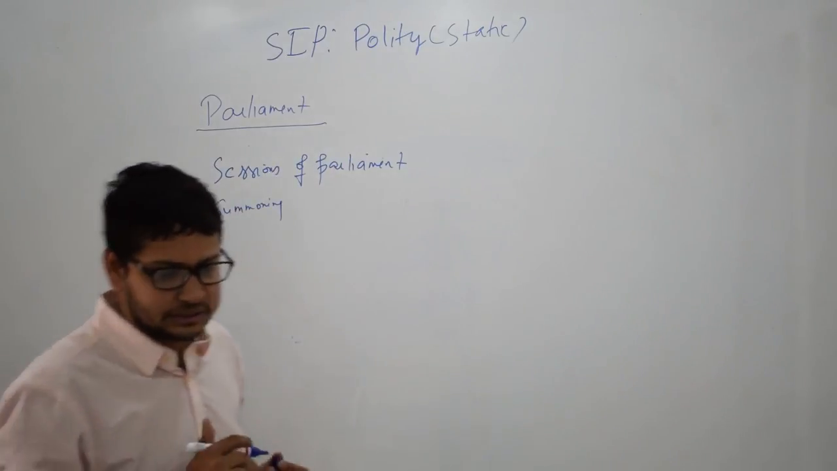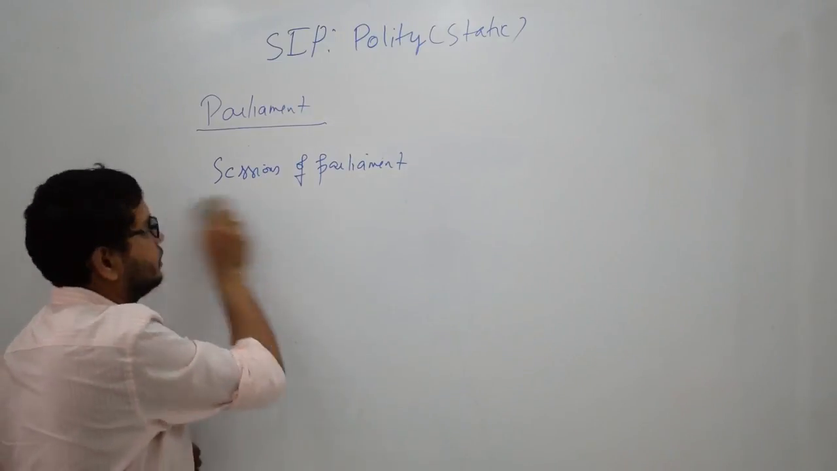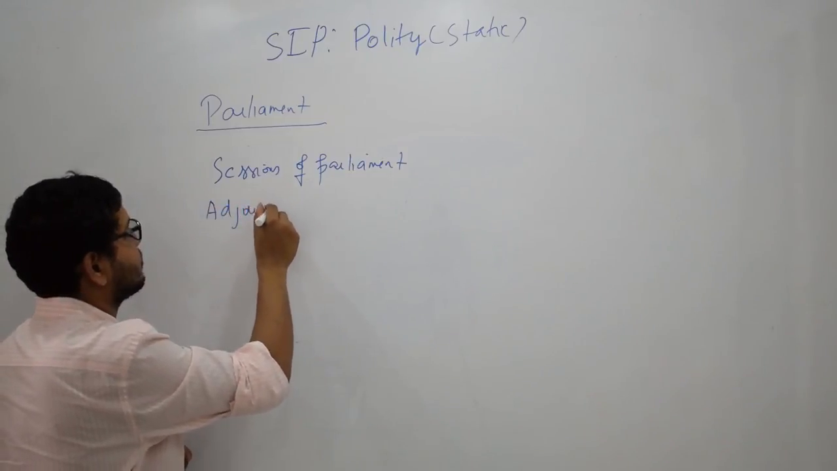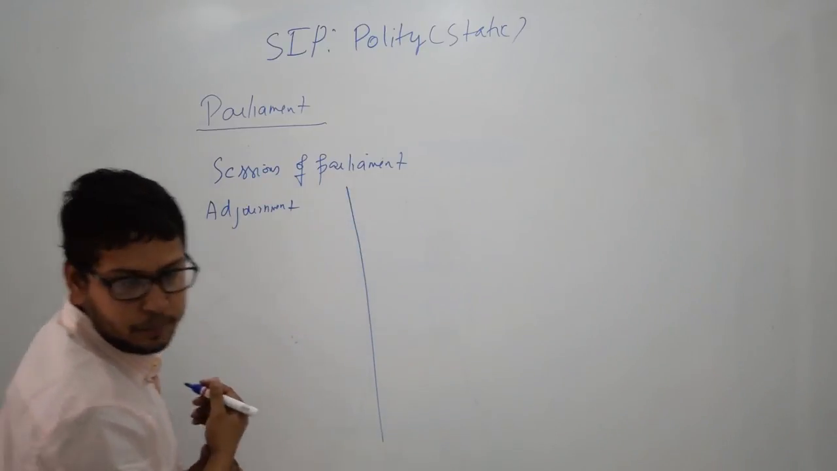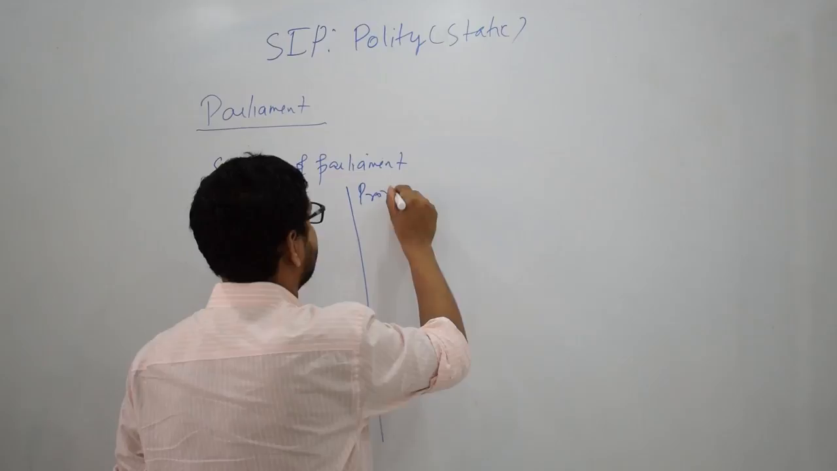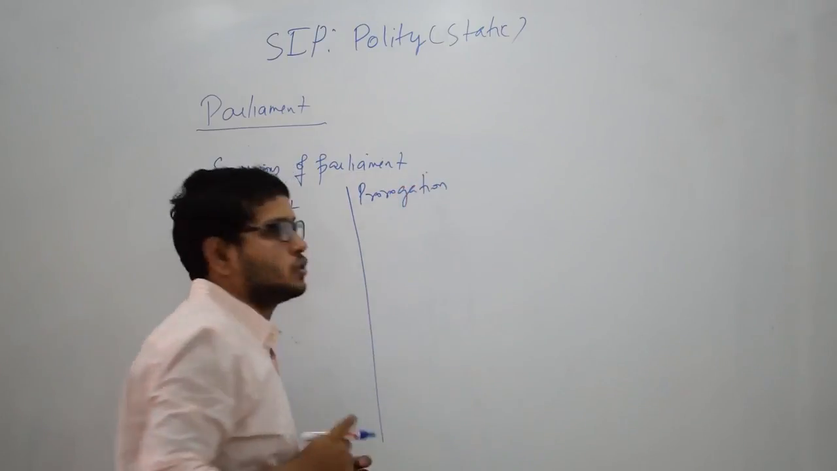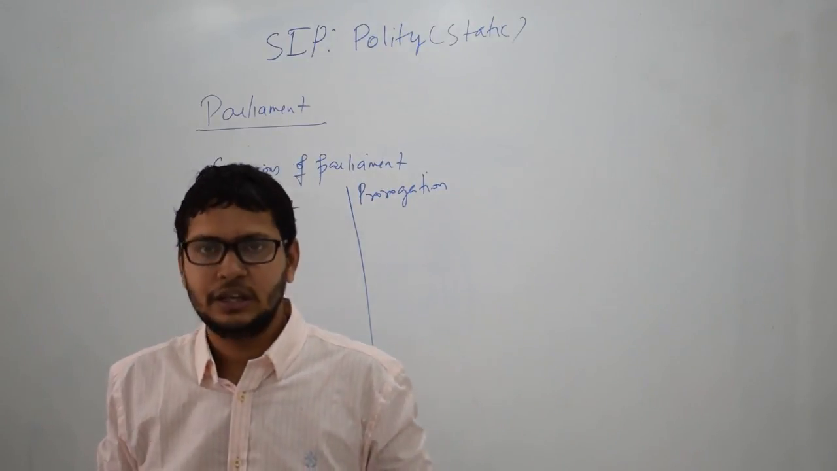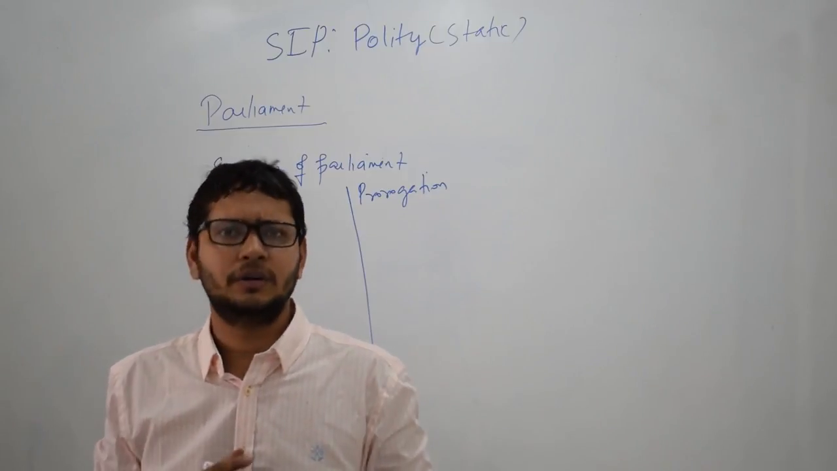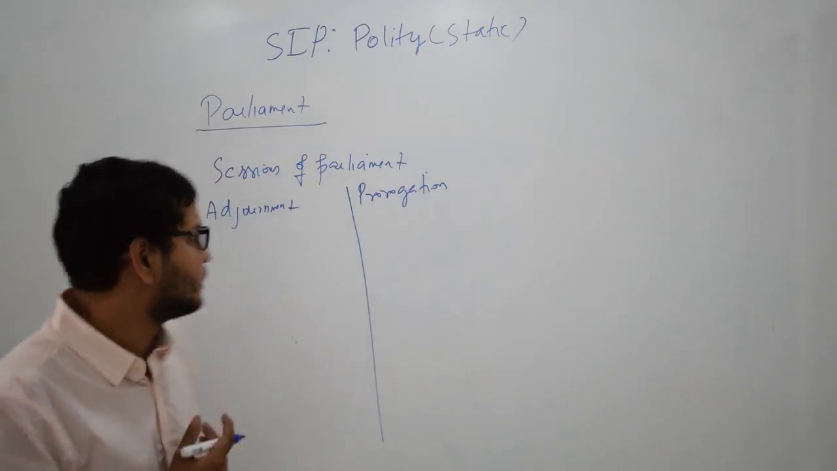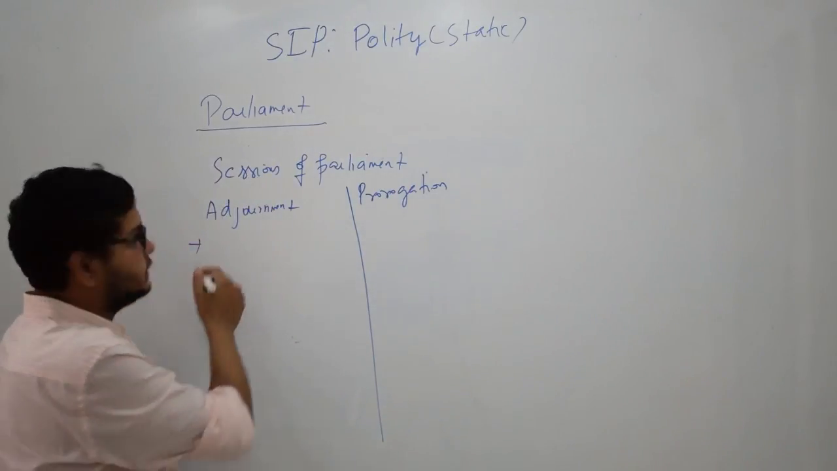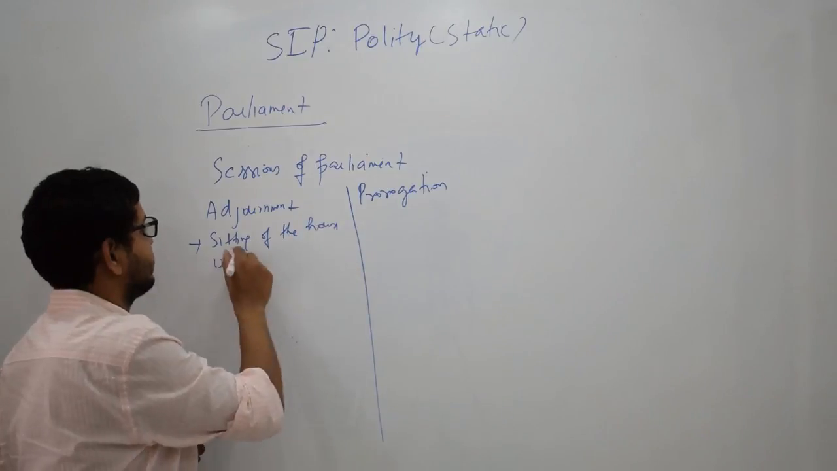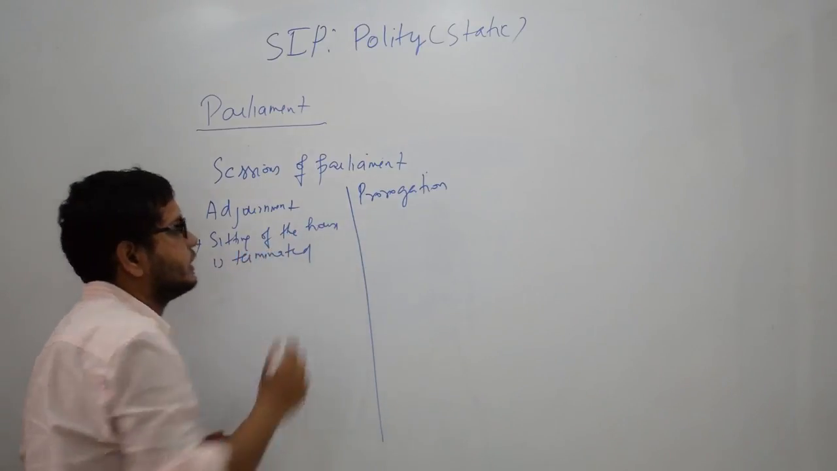So there are two concepts which we need to understand. One is adjournment, and second is prorogation. Adjournment means that the sitting of the house is terminated for an hour. It could be for days, right? It means that the sitting of the house is terminated.